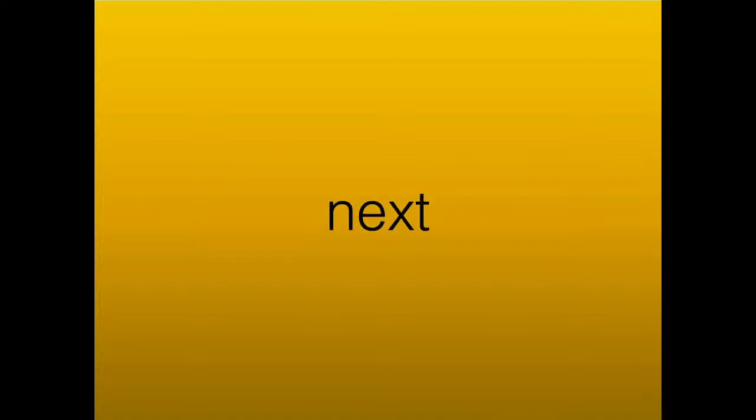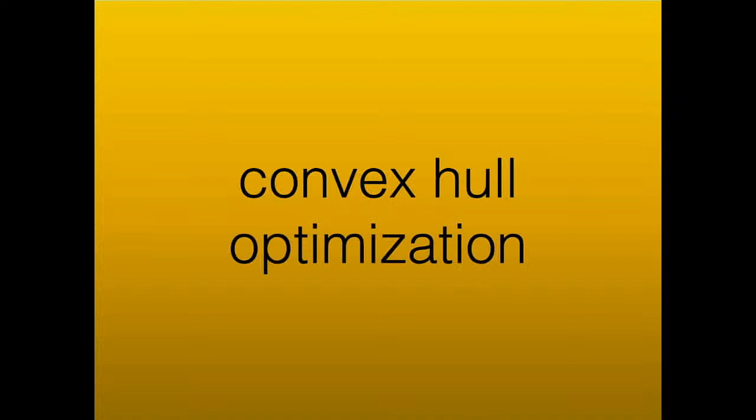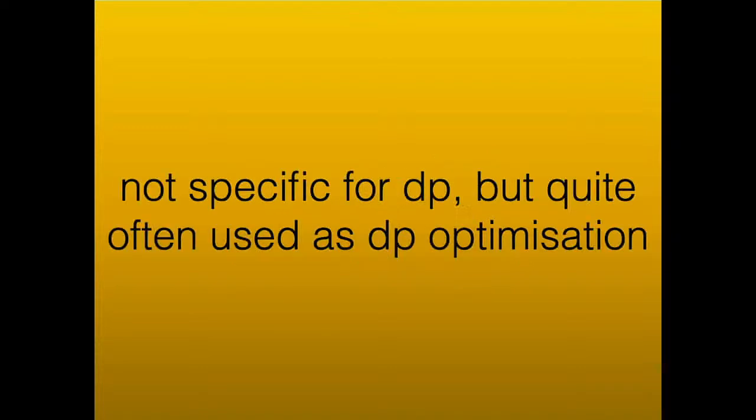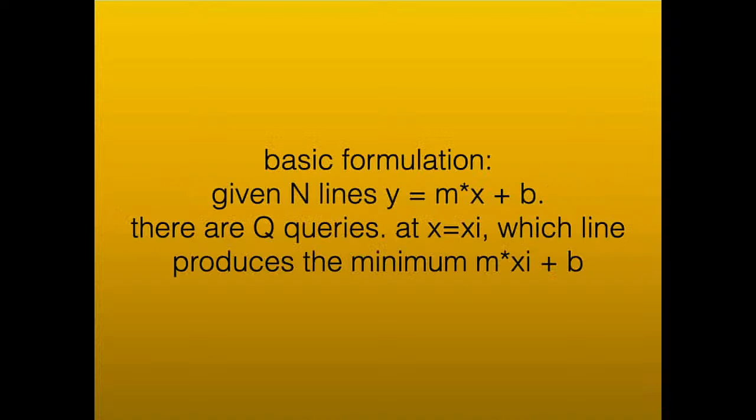Next, we're going to talk about some convex hull optimization. Again, it's not specific to DP, but usually used for DP. This is the standard formulation where you have several lines, represented by mx plus c. Basically a standard line: there's a gradient and there's a constant, right? And then there are several queries.